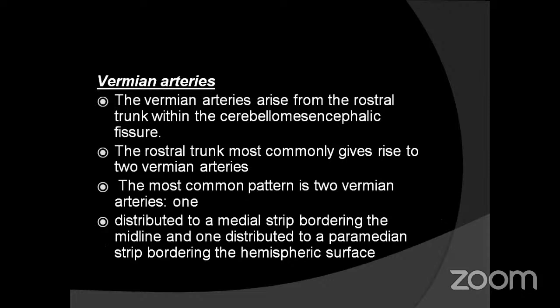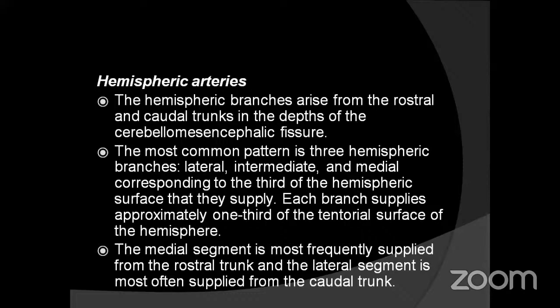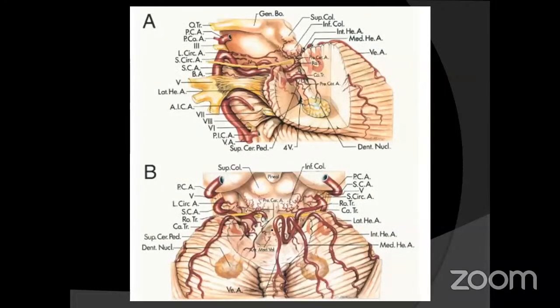Moving on, we have Vermian arteries. Now, as the name suggests, Vermian arteries are going to supply the vermis. The Vermian arteries arise from the rostral trunk, as discussed previously, within the cerebellomesencephalic fissure. The rostral trunk most commonly gives rise to two Vermian arteries, and the most common pattern is one distributed to a medial strip bordering the midline, and one distributed to a paramedian strip bordering the hemispheric surface. Again, in a similar picture, we can see a single Vermian artery arising, dividing into two, one supplying the median vermis area and the other supplying the paramedian area.